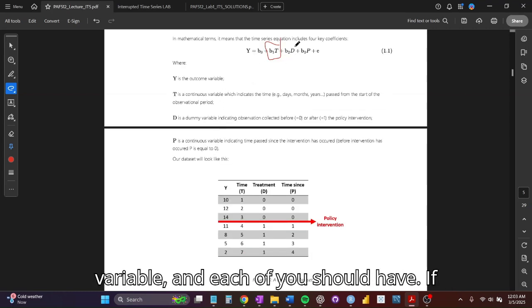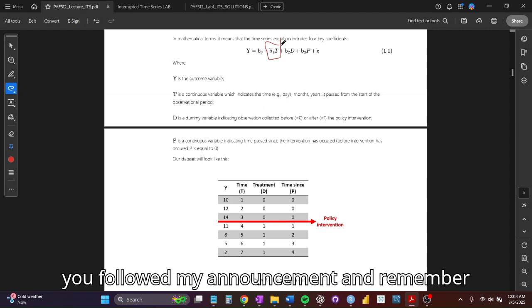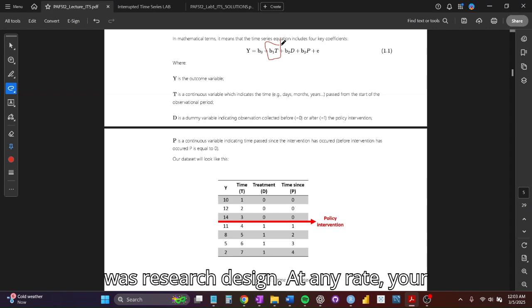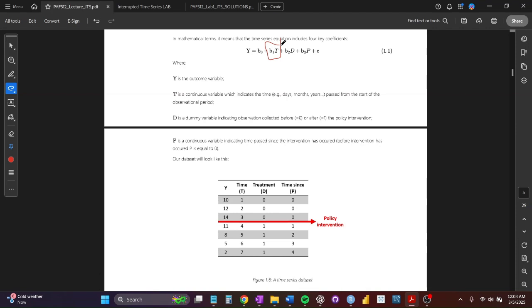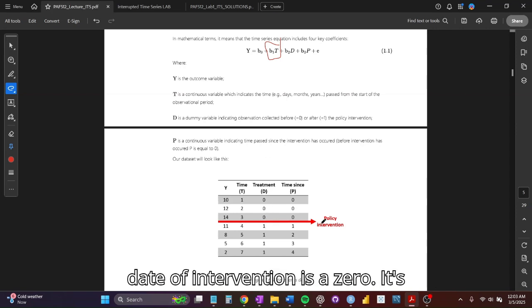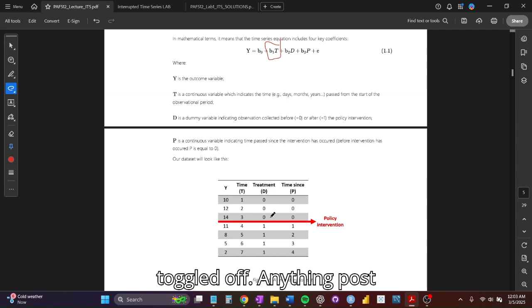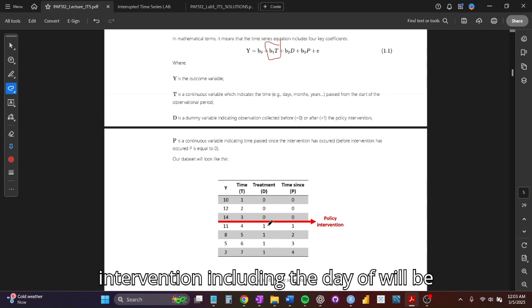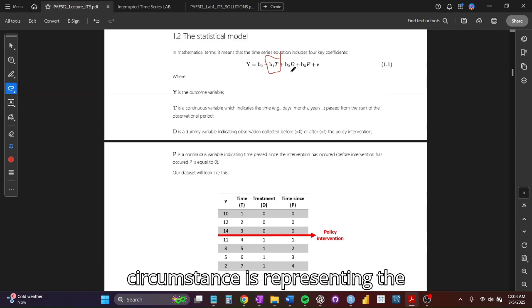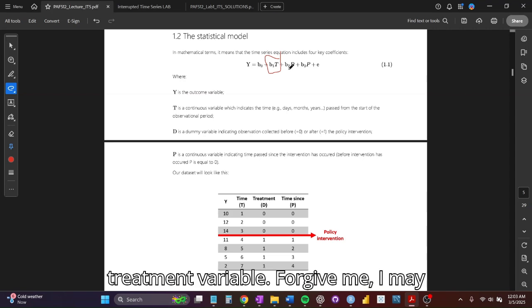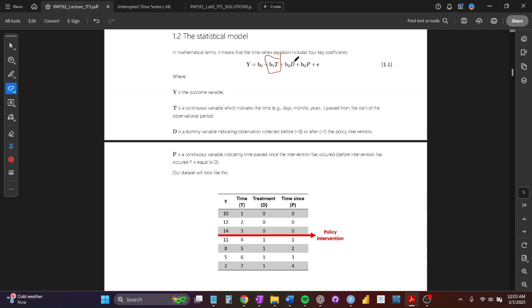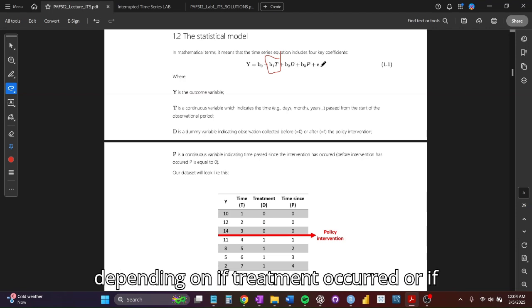Now we have our dummy variable, and each of you should have, if you followed my announcement and remember from your previous courses, I believe it's on program evaluation, perhaps it was research design. At any rate, your previous courses leading you up to this went over dummy variables. In this case, our dummy variable is going to be very straightforward. Anything prior to the date of intervention is a 0. It's toggled off. Anything post intervention, including the day of, will be 1. That's going to be toggling that on. So pre-treatment, post-treatment. D in this circumstance is representing the treatment variable. Forgive me, I may have said time as well for beta 2. It is treatment. That's our treatment flag. So that's our dummy variable, 0 or 1, depending on if treatment occurred or if it has not.